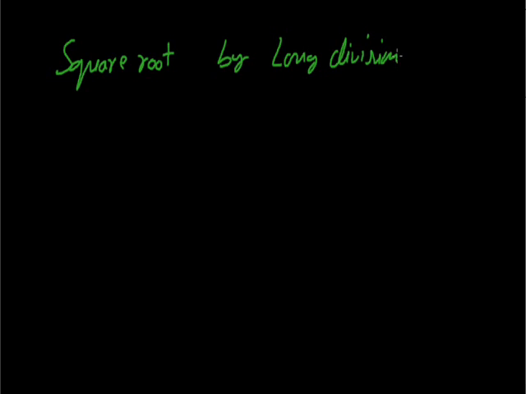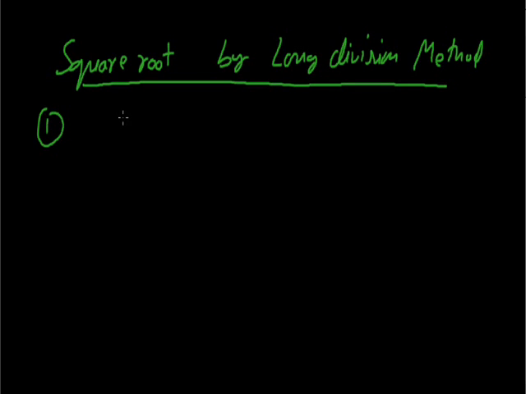Method. How we can find square root by long division method. Let's understand with some examples. If I want to find the square root of, let's say, 1369. If I want to find the square root of 1369, how can we find it by using the long division method?